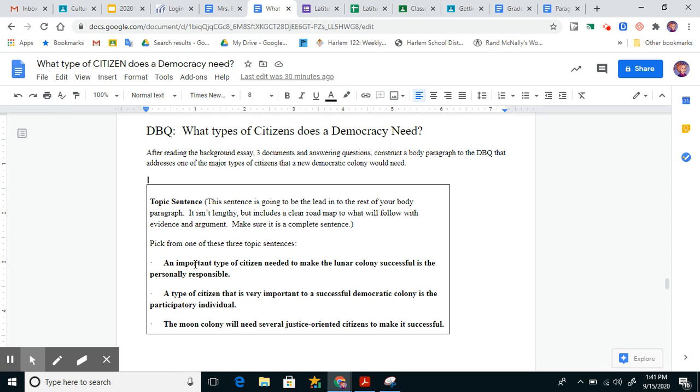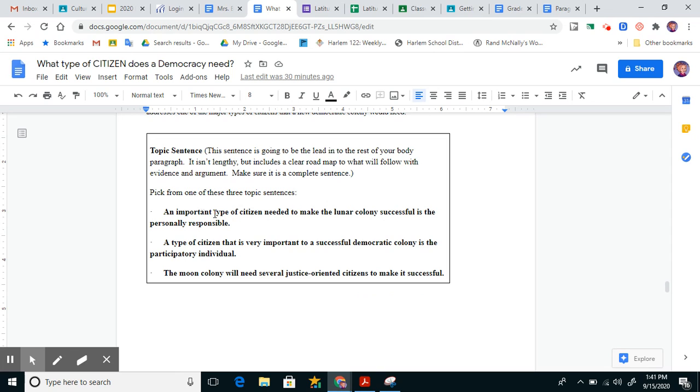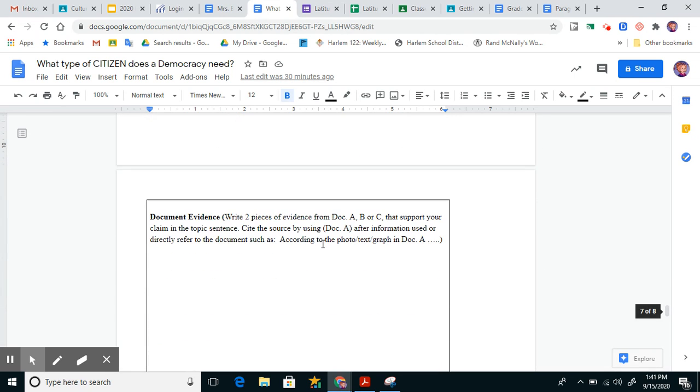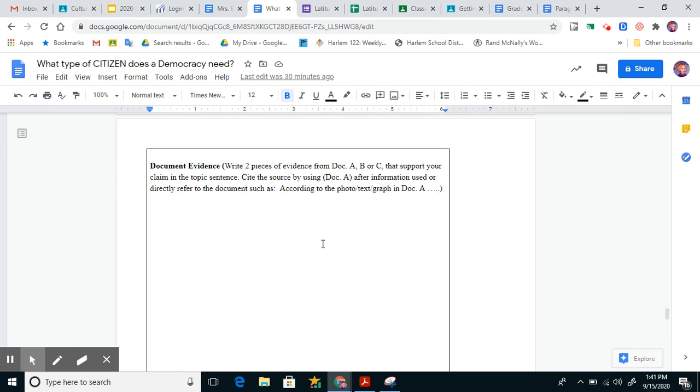So we have provided you with three options. I'll let you read those and just decide which one you're most interested in choosing. And you can rewrite it, but this last piece here, the personally responsible or the participatory individual or the justice-oriented citizen, those are the important pieces of those sentences. Then the middle part of the body paragraph is where you find documented evidence that supports your topic sentence.